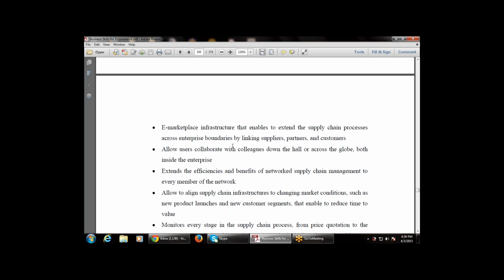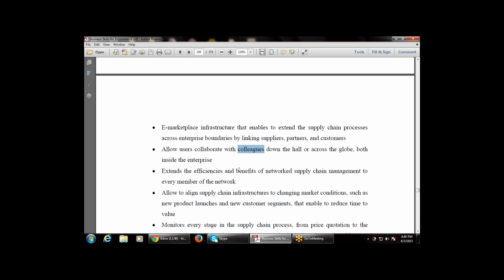The next point says the internet system also allows users to collaborate with their colleagues down the hall and across the globe, both inside the enterprise. Suppose a production department must communicate with the next department, maybe a sales department, an end user, or a supervisor at any level, whether peer level, upward or downward. At any level they can communicate with each other by using the intranet, because there is only one network. One can chat with another.